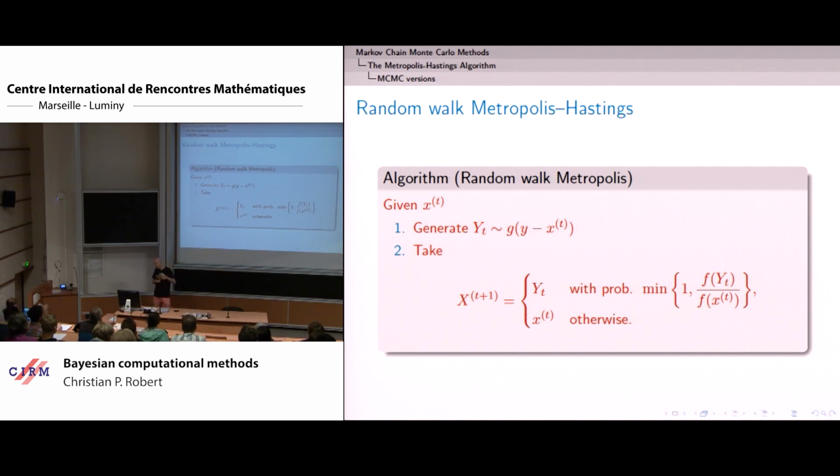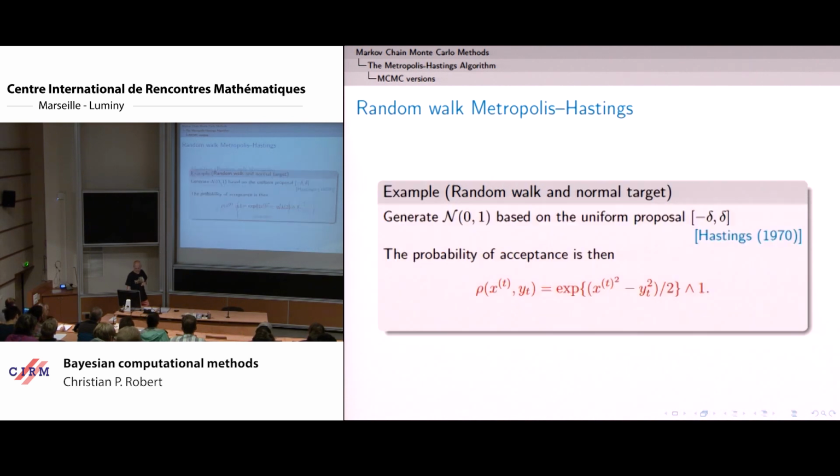That is, if you go higher on the density, you will accept with probability 1. If you go lower, you will accept if you don't go too low. Okay. That's how you move on the surface of the target density.